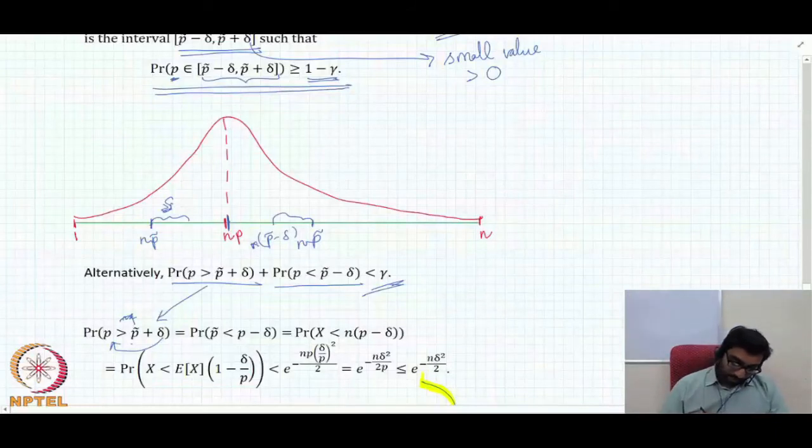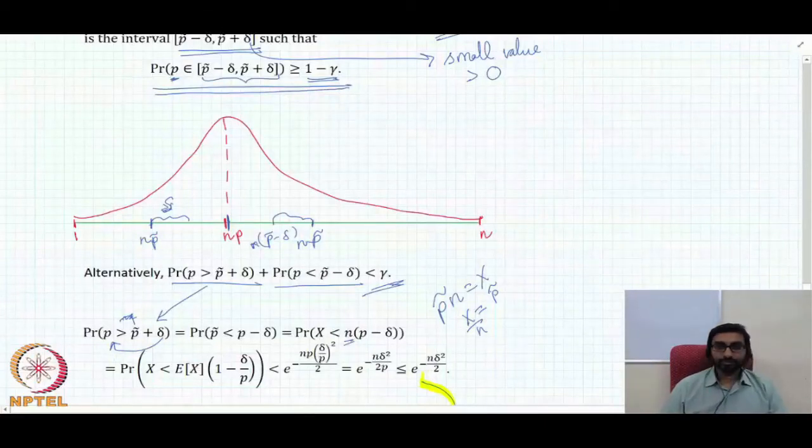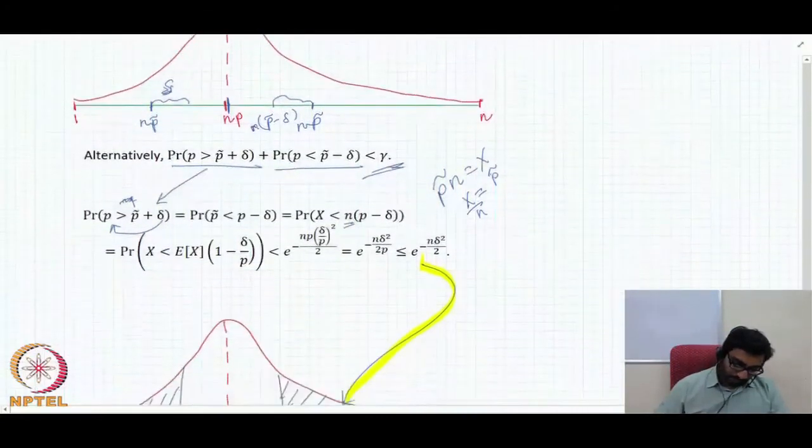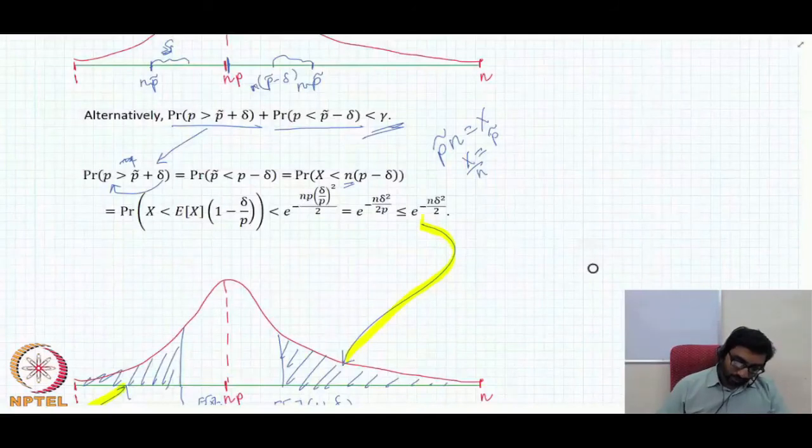Recall that p tilde times n is your x. In other words, x by n is p tilde. That's what we're going to do here: replace p tilde with x by n, except that n, we're going to take over to the other side.